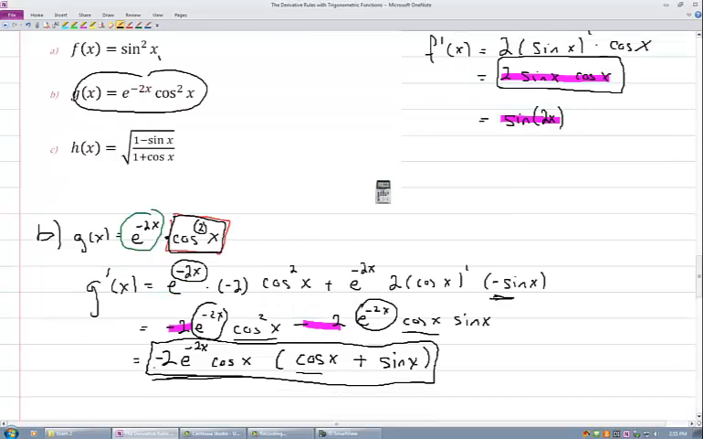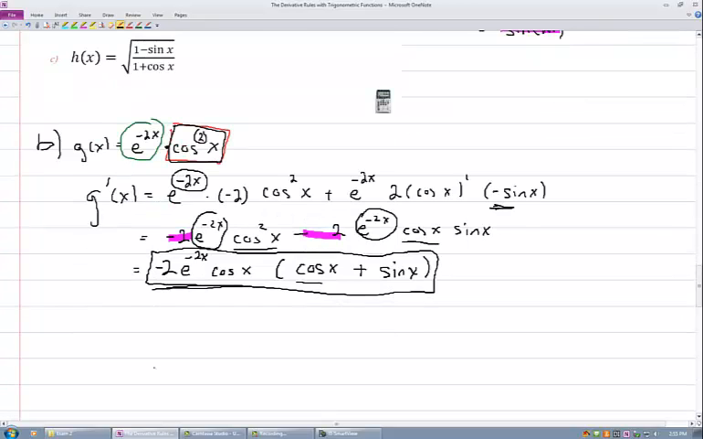And then finally, on part C, it's probably going to be the most complicated, so you might want to take a break for a minute and come back. But here we go. So h of x is equal to the square root of 1 minus sine x divided by 1 plus cosine of x.